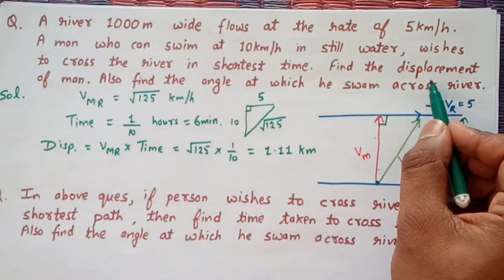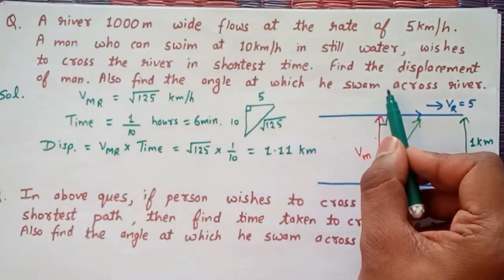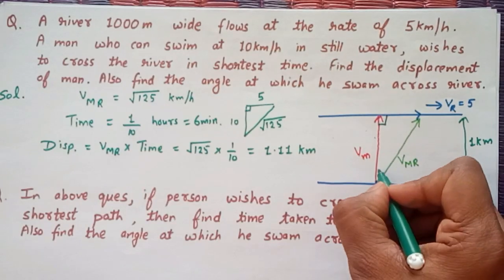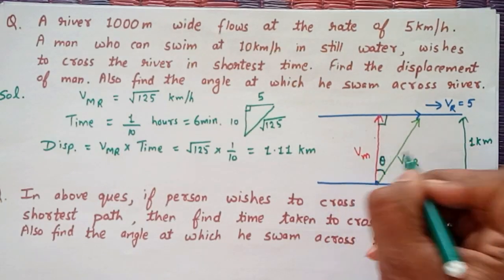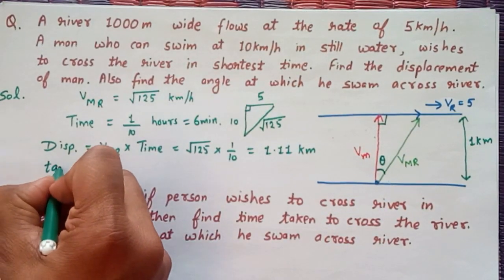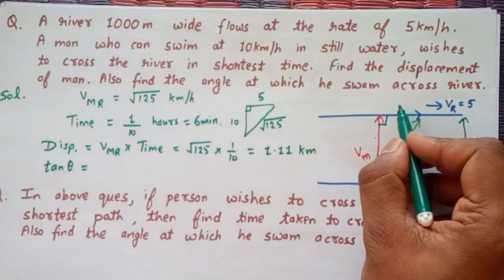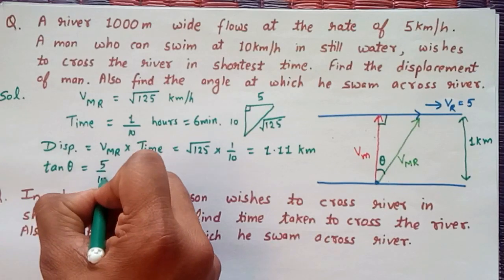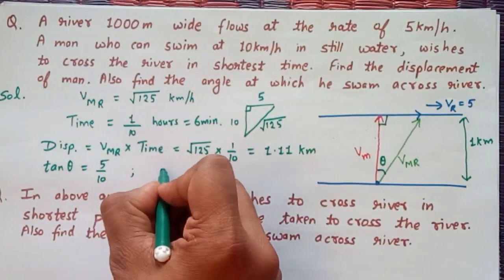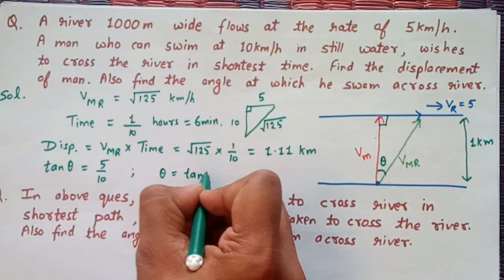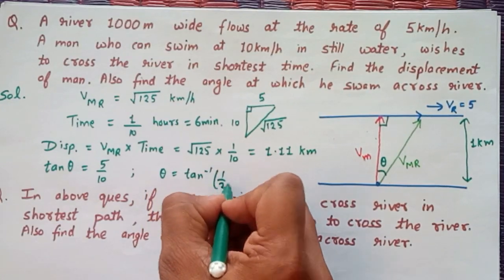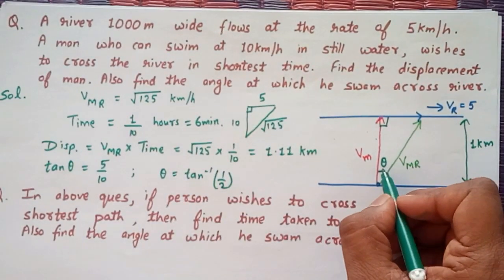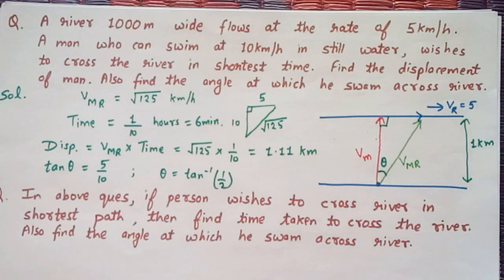Now the question is also asking for the angle at which he swam across the river. Let this angle be theta. So tan theta will be perpendicular 5 and base 10, 5 by 10. So I can say theta is tan inverse 1 by 2. This is the angle with the vertical through which the man has swum.